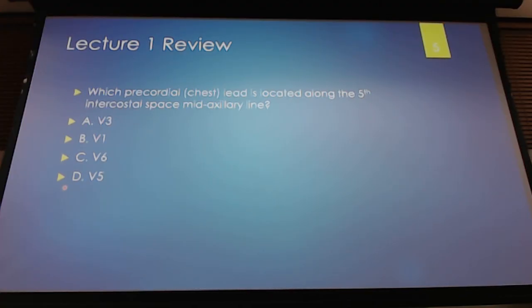Which precordial lead is located in the 5th intercostal mid-axillary line? V6. Everybody agree? Yes, V6. Very good, very good.